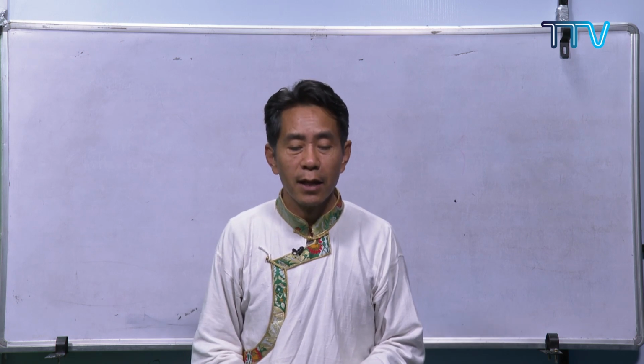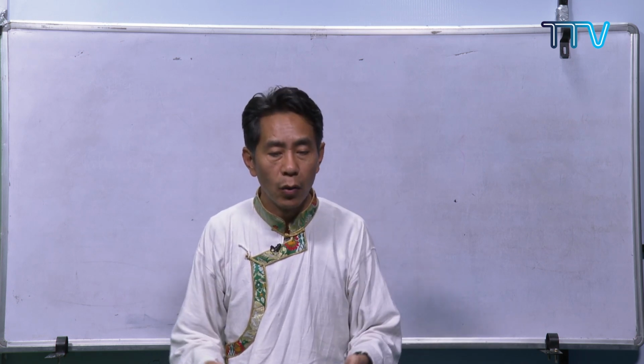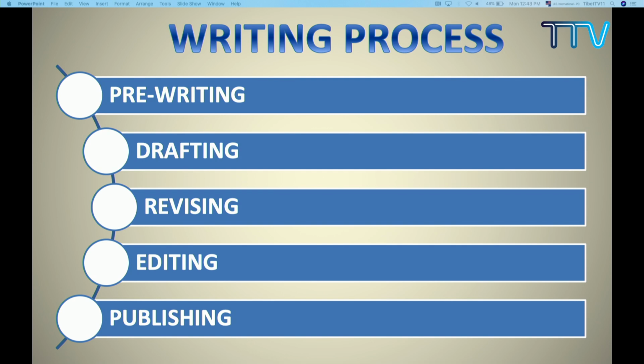So when I say the writing process, I'm talking about these five different processes. These are all general, they apply to all writing. And what are these five processes? The first process is pre-writing, the second one is drafting, the third one is revising, the fourth one is editing, and finally we have publishing. If you watch the previous session, Tenzin has beautifully done all these processes with a good example. So these are the five processes that you have to keep in mind.